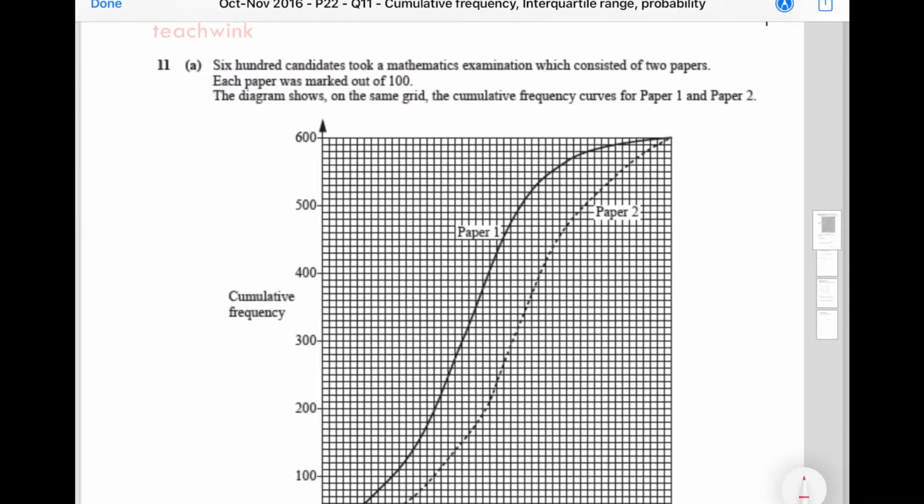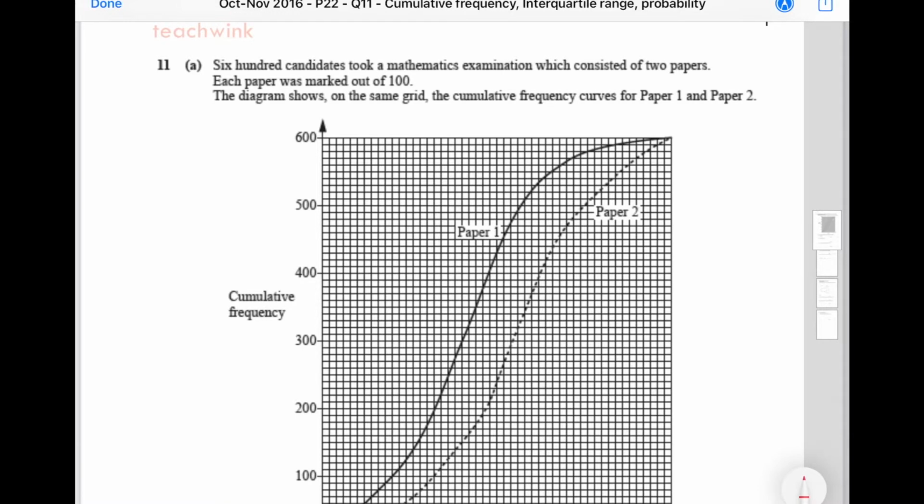Hi guys, so we have an O-level past paper question from the year 2016. The session is October-November. This is question number 11. In this question, we'll use the cumulative frequency curve to find the interquartile range plus a few more things and probability. So let's start. The question says 600 candidates took a mathematics examination which consisted of 2 papers.